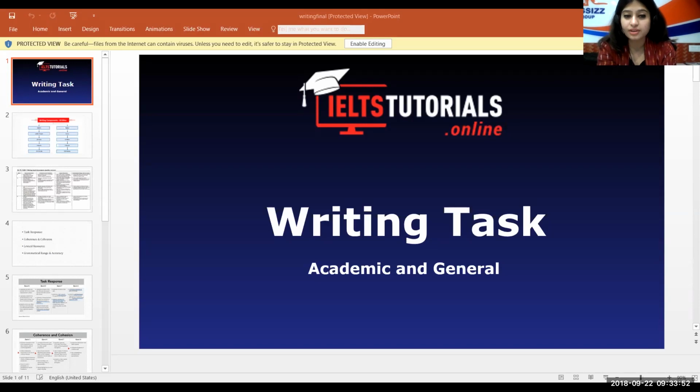For the general module, it is going to be a letter. The letter can be formal, semi-formal or informal. Again, the same criteria is there. There are 20 minutes for this, there are 3 bands and there are 150 words.